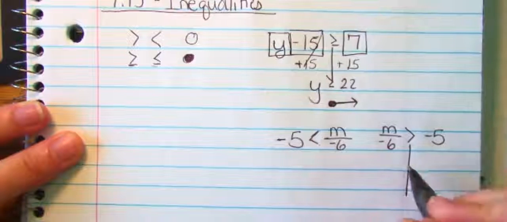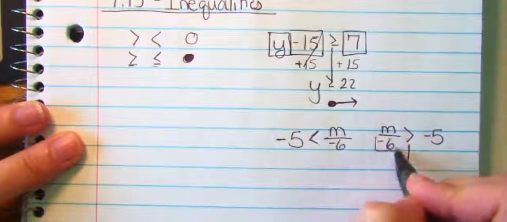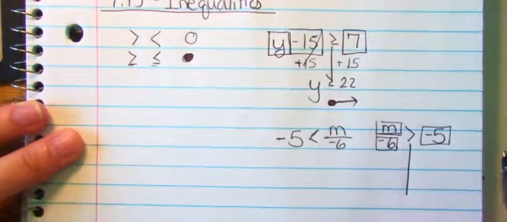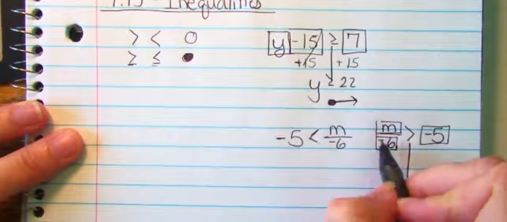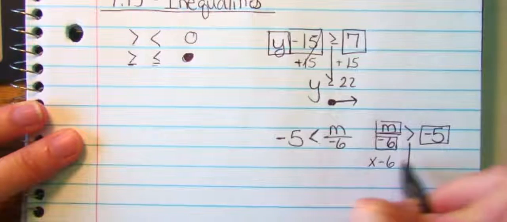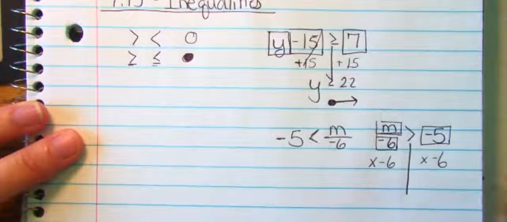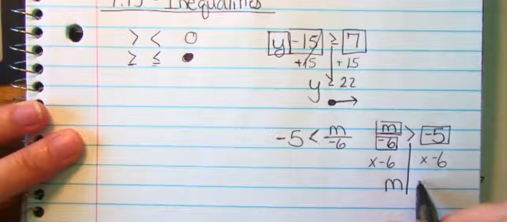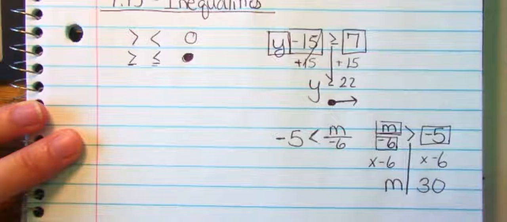And now I'm just going to solve this. Box in my terms. Remember, I want the m by itself. So I would do the opposite of divide, which is multiply. So times negative 6 times negative 6. And I have m. Negative 5 times negative 6 is a positive 30.